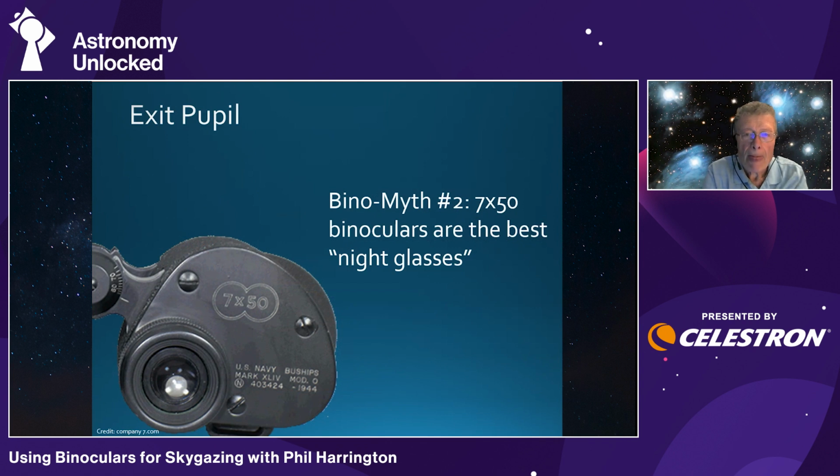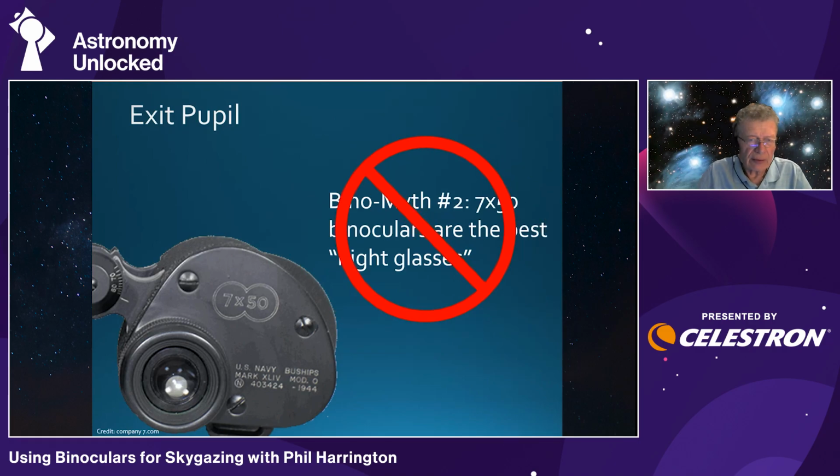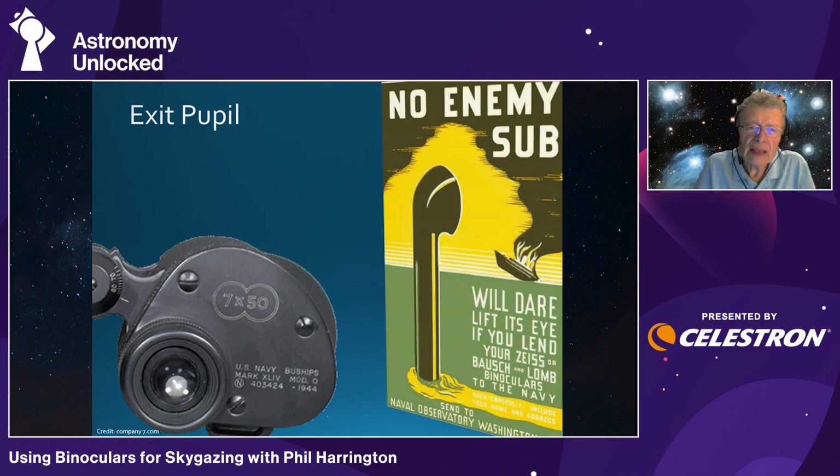Another myth. People often will say that 7 by 50 binoculars are the best binoculars for viewing the nighttime sky. They're so-called night glasses. I'm not sure where that began. I believe the idea, because it's not true, originated during World War II, when the Navy was commissioning various companies to create binoculars for night use on ships. And they contracted out 7 by 50 binoculars.